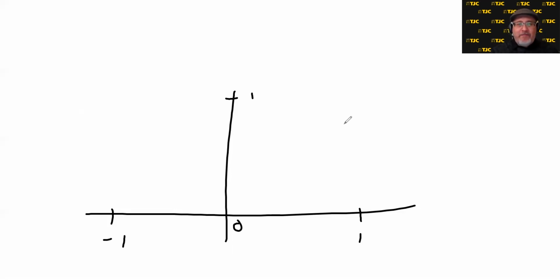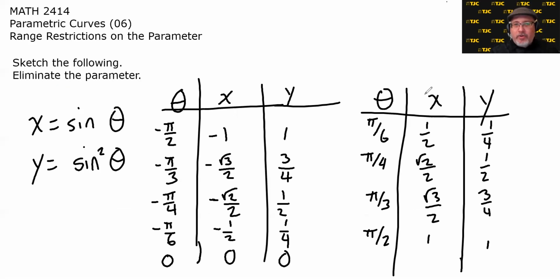When we were at negative pi over 2 for the time, our point was at -1, 1. So we'll put that point there and label it that this is t equals negative pi over 2. Our next point was at negative square root of 3 over 2, 3/4. And for the purposes of graphing, it's pretty handy to know that negative square root of 3 over 2 is about -0.86. And while we're at it, negative square root of 2 over 2 is about 0.70, or 71 if you will.